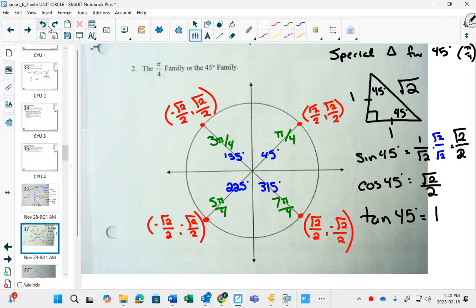Now you can use your special triangle to get tan is 1, but we could also use the big idea that tan is sine divided by cos. Sine is your y-coordinate, cos is your x-coordinate. If you did root 2 over 2 divided by root 2 over 2, you would get 1. If you go to quadrant 2, tan of 3 pi over 4, you did sine divided by cos, you will get negative 1. Because now cos is negative and sine is positive.